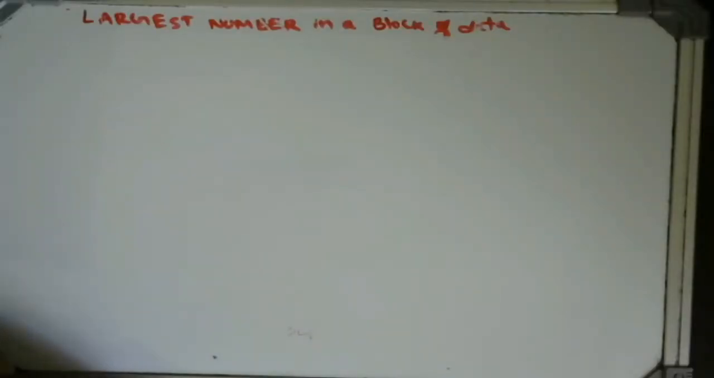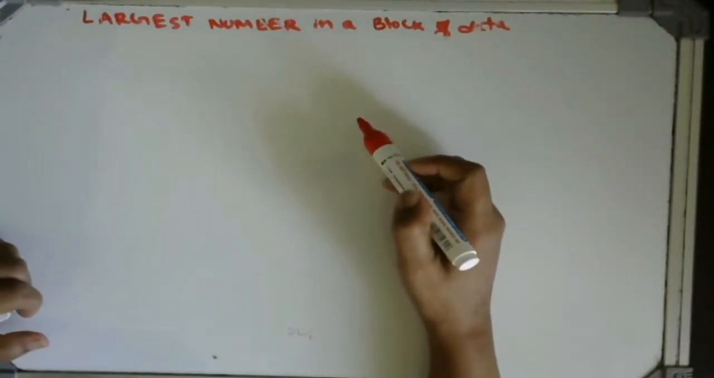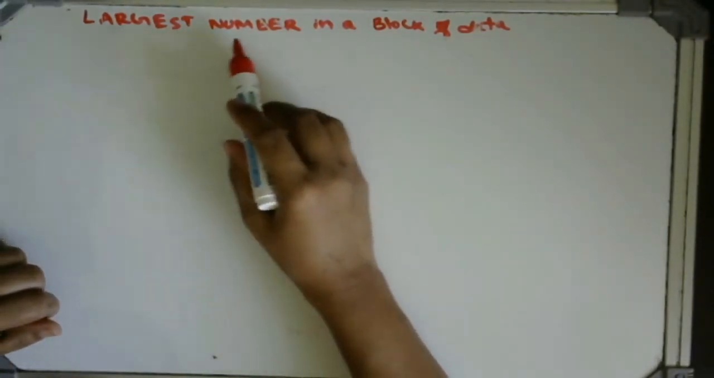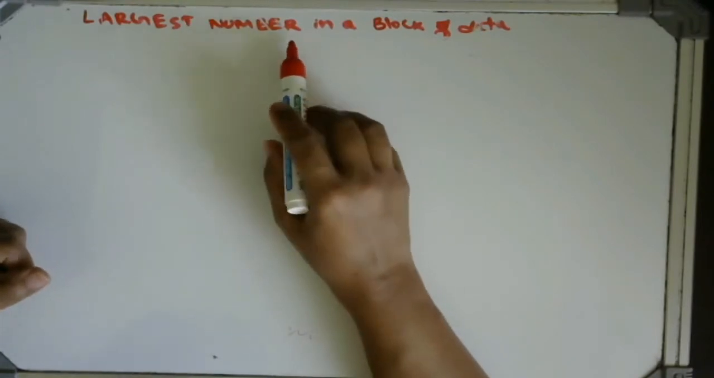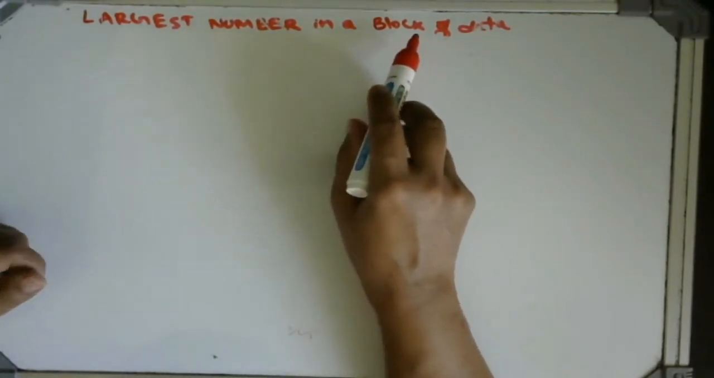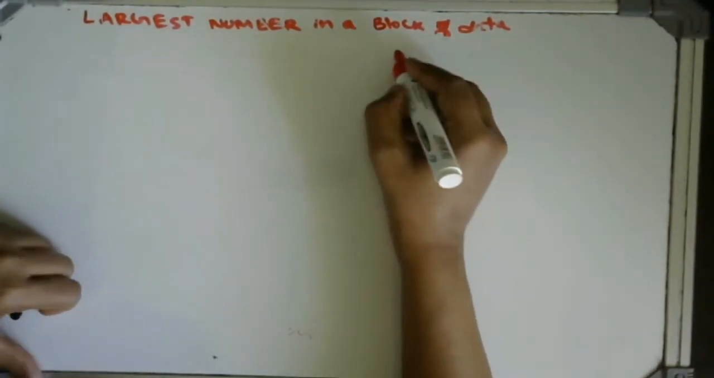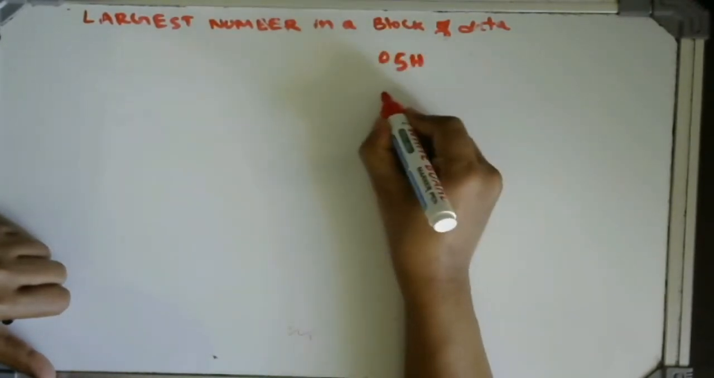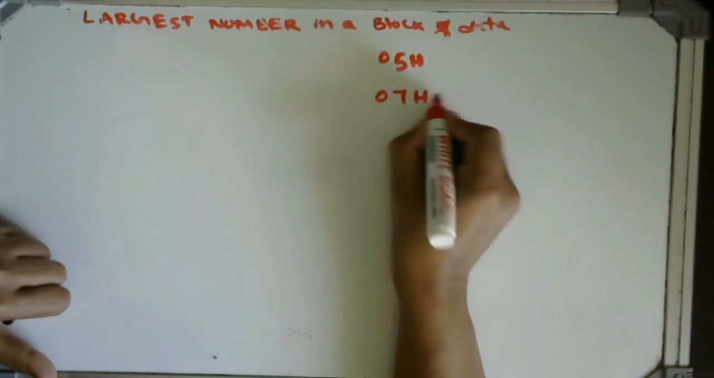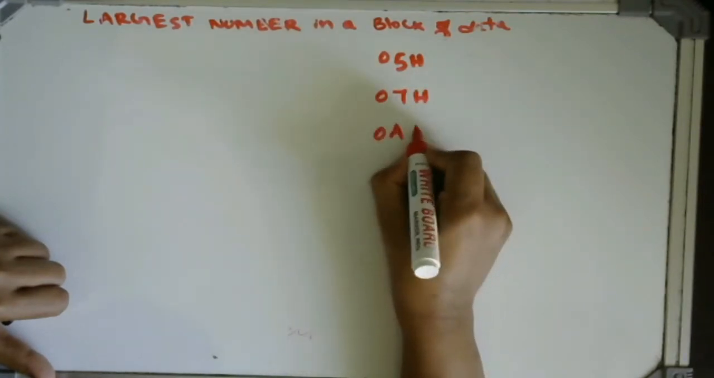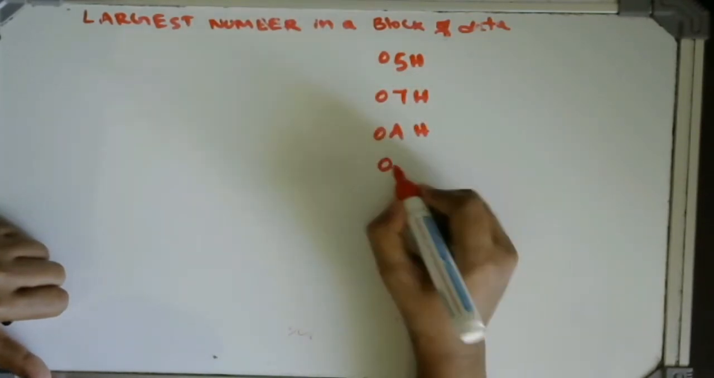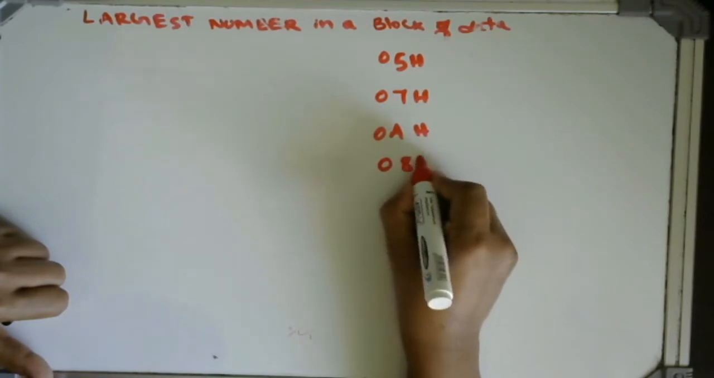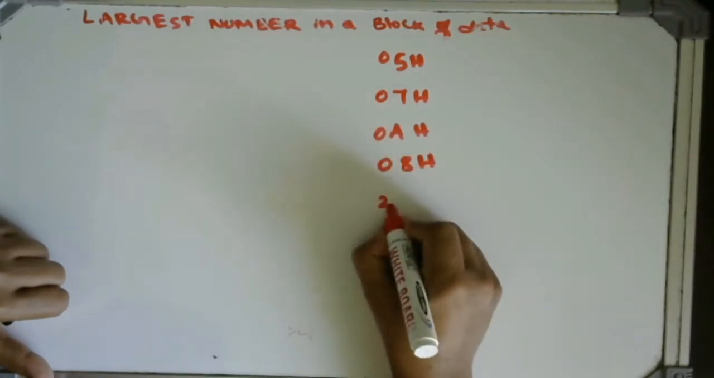Hello everyone. In this lecture, we will learn to write an 8051 program to find the largest number or the smallest number in an array of data. So let's take 5 numbers as 05H, 07H, 0AH, 08H, and then 20H.